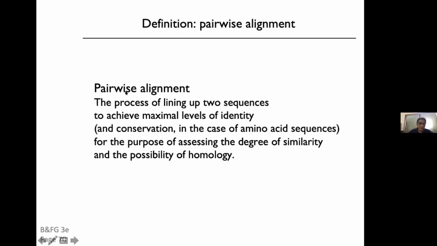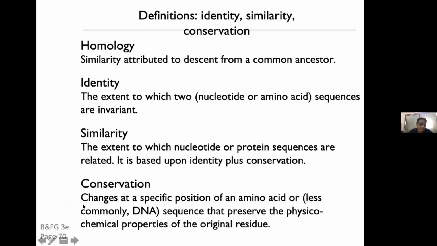So what is pairwise alignment? Pairwise alignment is the process of aligning two sequences to achieve the maximum level of identity, and also to find the degree of similarity and the possibility of homology. We will look at the terminology very soon. Similarity attributed to descent from a common ancestor. For example, if two sequences came from the same ancestor, they are called homologs.